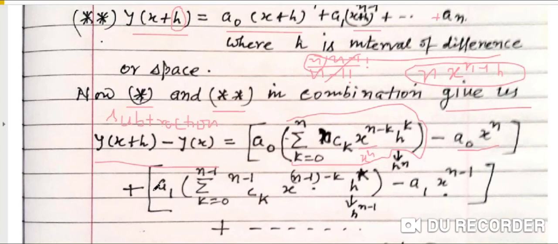What will happen here? When you talk about k is equal to 0, again this will be 1. Agreed? k is equal to 0 means factorial n minus 1 upon factorial 0 into factorial n minus 1 minus 0. So factorial n minus 1 as a numerator, factorial n minus 1 as a denominator. So this will be 1. k is equal to 0, so x to the power n minus 1 and h to the power 0. So here we are going to have x to the power n minus 1.